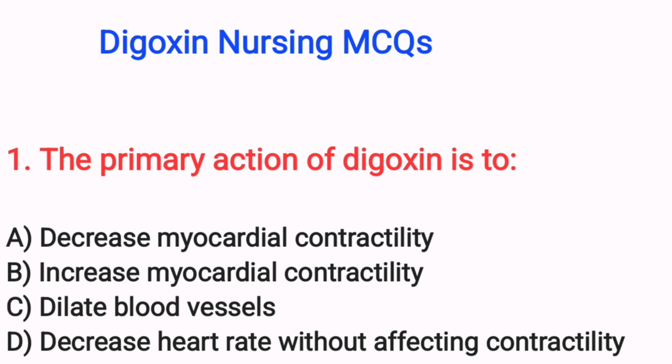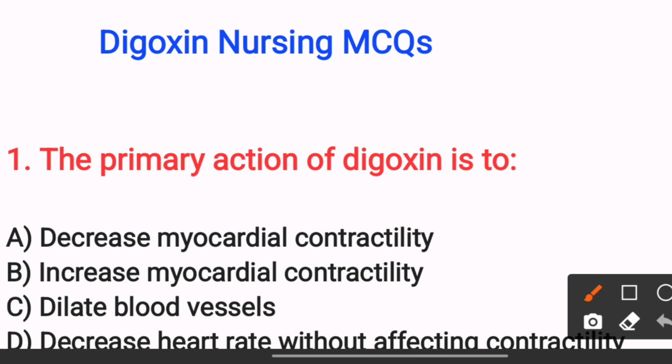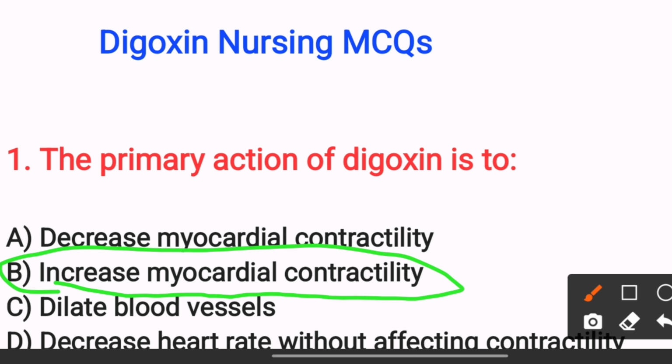First question, the primary action of digoxin is to: option A, decrease the myocardial contractility. Option B, increase the myocardial contractility. Option C, dilate blood vessels. Option D, decrease heart rate without affecting contractility. The answer is option B, increase the myocardial contractility.